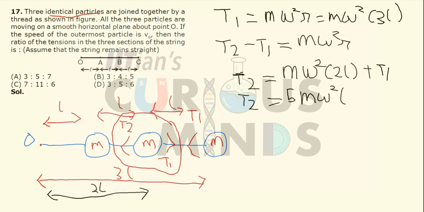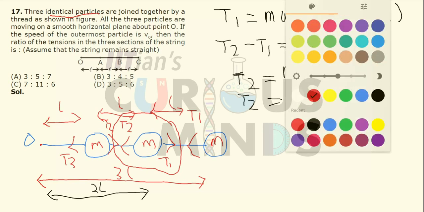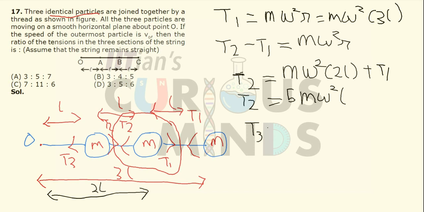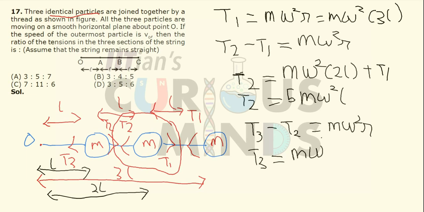Now let us concentrate on the third mass. The same T2 will act over here. There is another tension T3 on the left hand side. So this becomes the free body diagram. Over here T3 minus T2 will be equal to m omega square r. So T3 will be equal to m omega square r, where the distance of the first mass from the center is L, so m omega square L plus T2. T2 is given as 5 m omega square L, so it will be equal to 6 m omega square L.